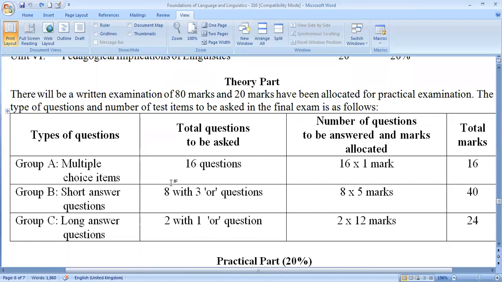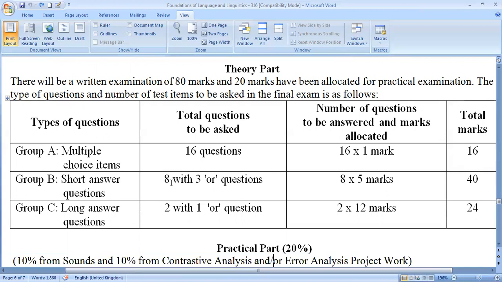And group B will be short answer questions, and in the short answer section 8 questions will be there. Out of 8 questions, 3 will be to answer, and students have to write, choosing 3. Then this captures 40 marks for group B, and group C will be the long answer questions. 2 questions will be asked here and 1 question will be an or, then that will be 24 marks. So group A, B and C all together carry 80 as the full marks for this written examination. Out of 80, 28 is the pass marks.